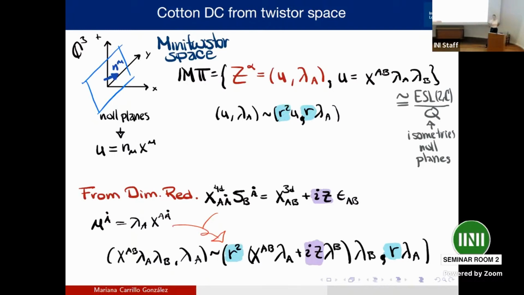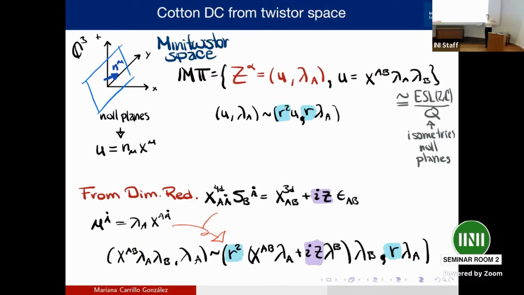There's another way of understanding Mini-Twistor space, which is basically as a homogeneous space of SL(2,C), which are just the isometries of your complexified Minkowski space in 3 dimensions, but quotient the group of isometries of null planes. So basically, it's going to be important that this can be thought of as a homogeneous space. Now I said it's also important to see this from the point of view of dimensional reduction.